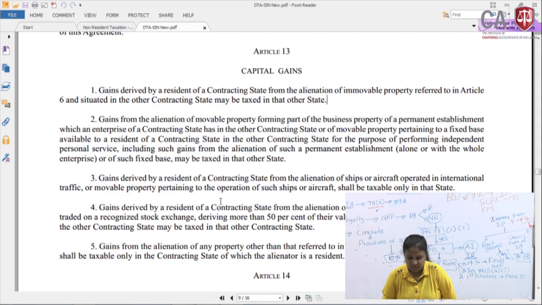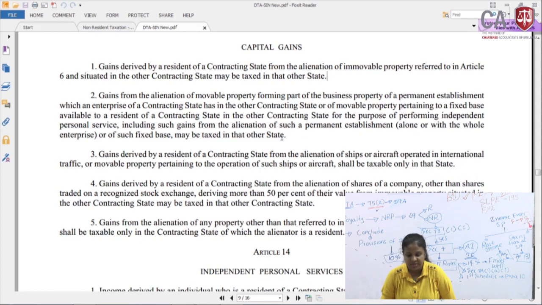Okay. Then the third para is talking about the alienation of ships or aircraft operated in international traffic, or movable property pertaining to the operation of such ships or aircraft, which shall be taxed only in that state. That means if it is in Singapore, it should be taxed only in Singapore. Okay. Then come to this: gains derived by a resident of the contracting state from the alienation of shares of a company. Very valid, very important. Highlight this one, put that star mark.